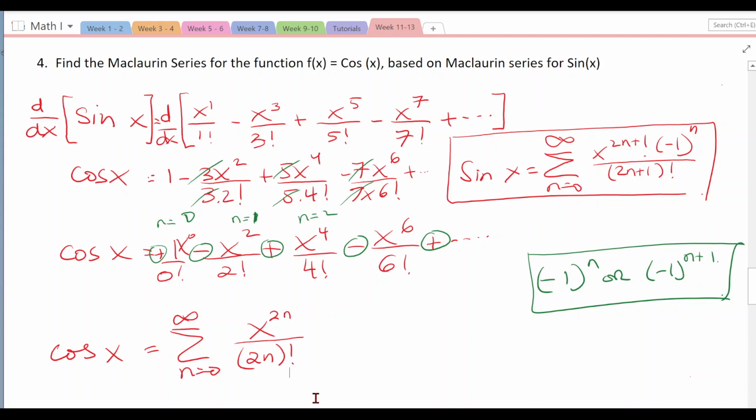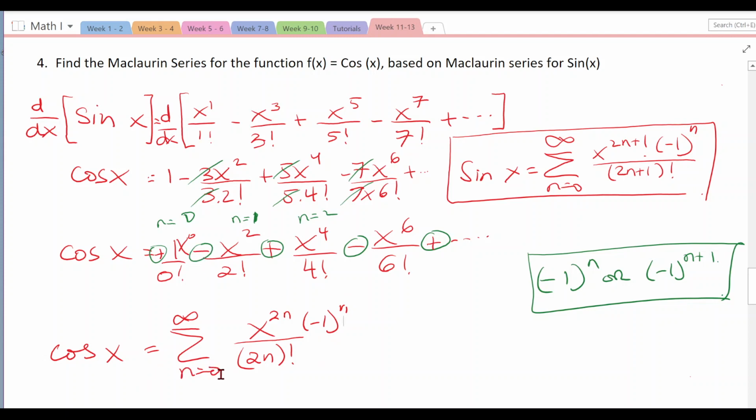Let's say the sign is negative 1 raised to the power of n. Let's check first. For n equals 0, the first term, negative 1 to the power of 0 is 1, which is positive. Then if n equals 1, negative 1 to the power of 1 is negative. So the second term is negative.